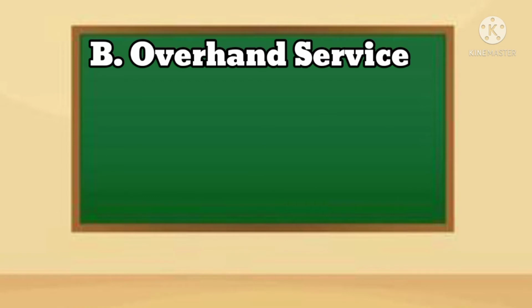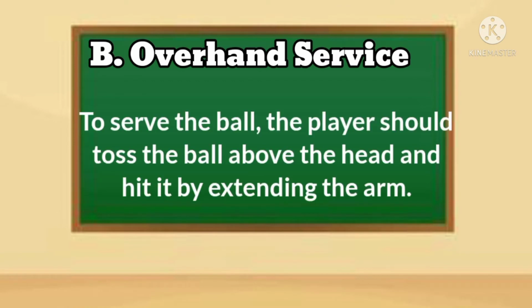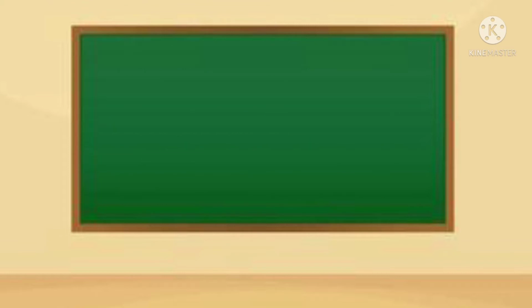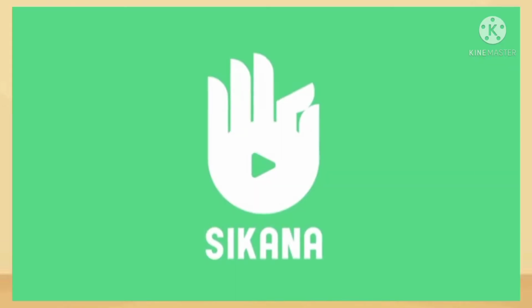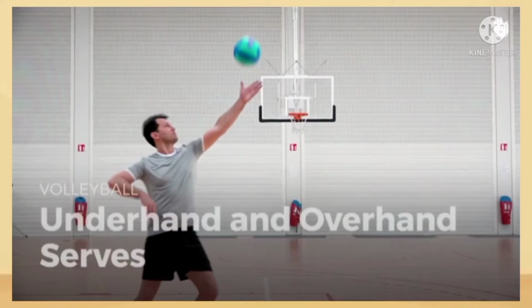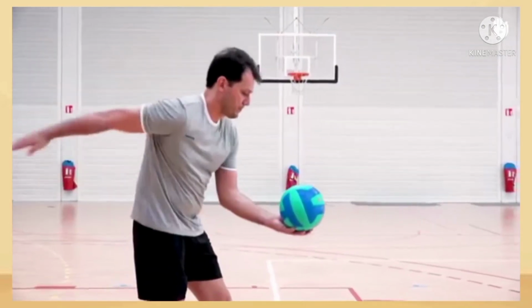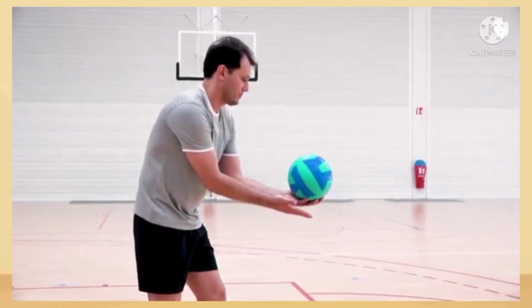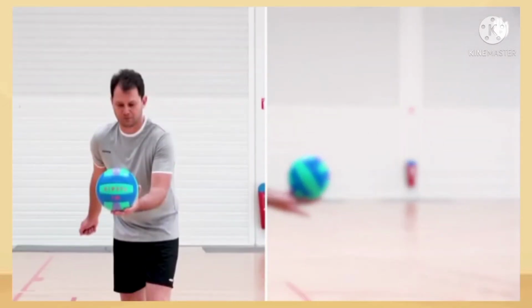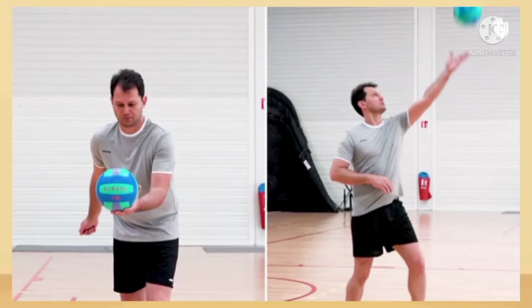Next is the overhand service. To serve the ball, the player should toss the ball above the head and hit it by extending the arm. To better understand the underhand and overhand service, let's watch this video. In this video, you will learn how to perform two types of serve. We're going to look at how to do an underhand serve and an overhand serve.